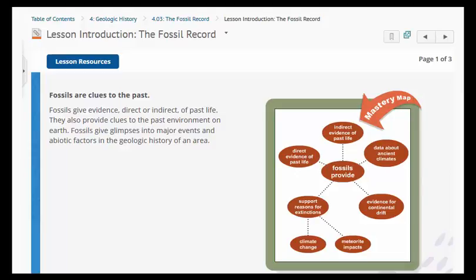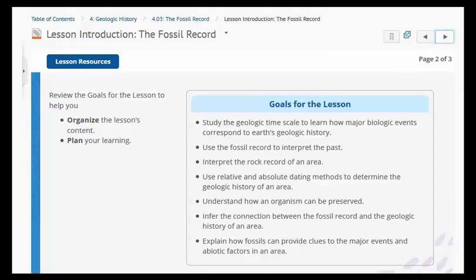Welcome to the quiz and lesson video for lesson 4.03, which is the fossil record. Fossils are a clue to the past. They're not just fun to collect and look at. They tell us about the past. And in this lesson, we will learn about that.